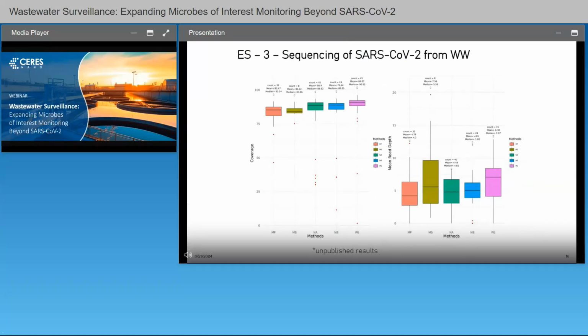As I was saying, we carried out sequencing of SARS-CoV-2 from wastewater, and these two box plots show the mean coverage across all the different methods and the mean read depth across the different methods. Again, these are not statistically significant, but Nanotrap A and PEG were comparable for SARS-CoV-2.